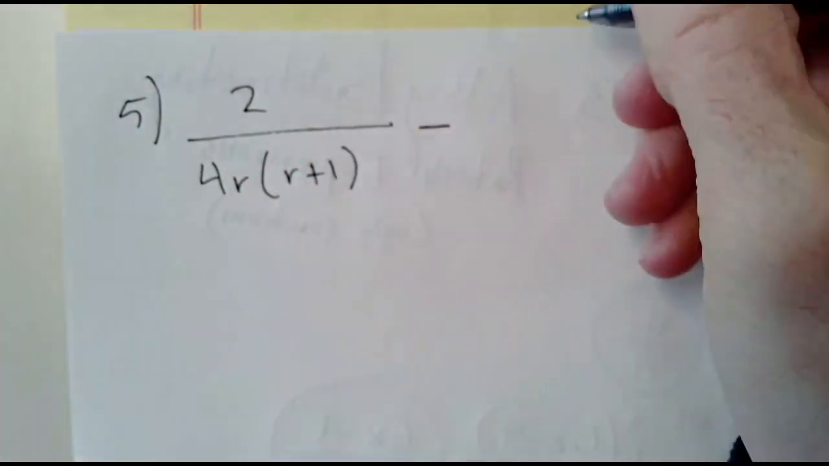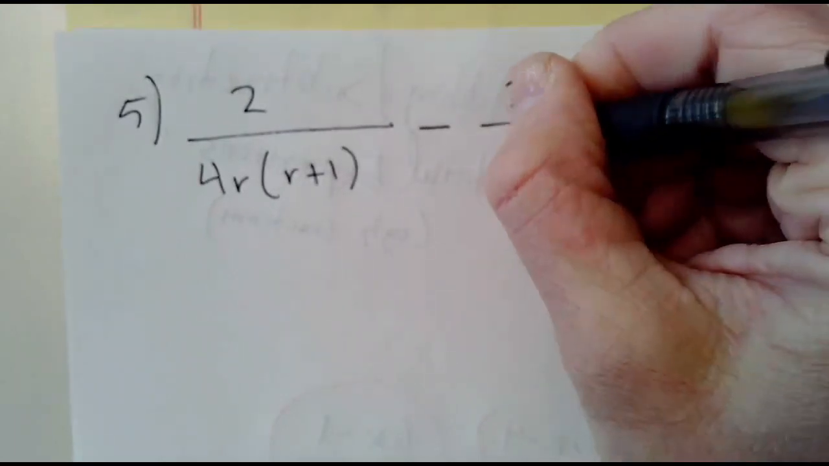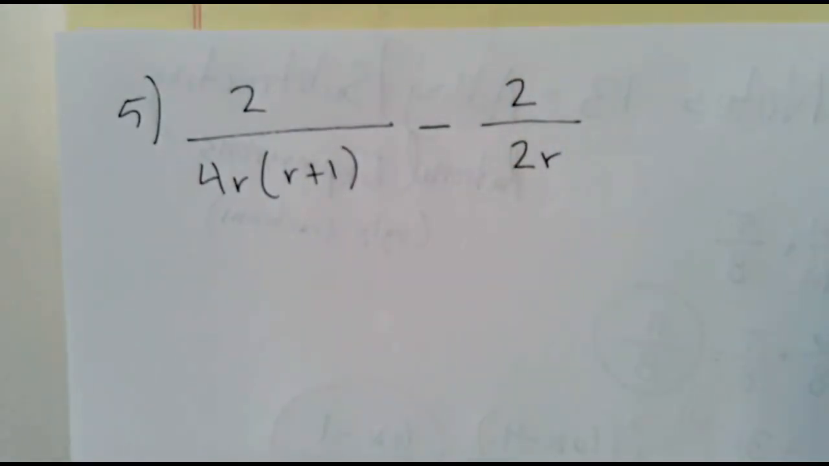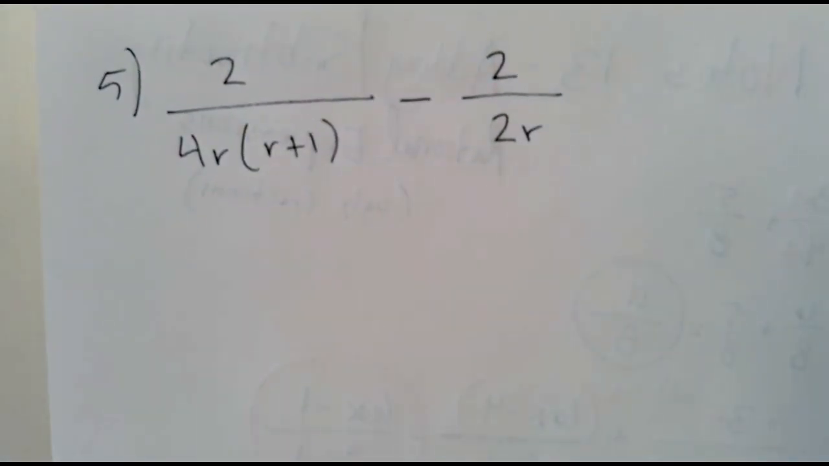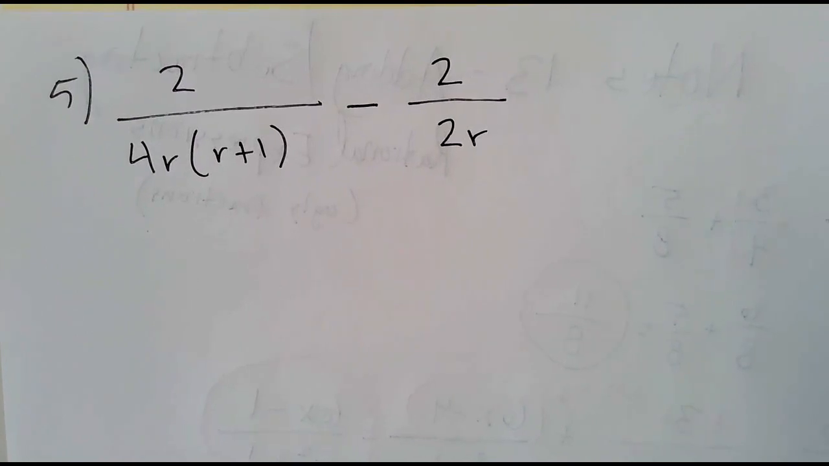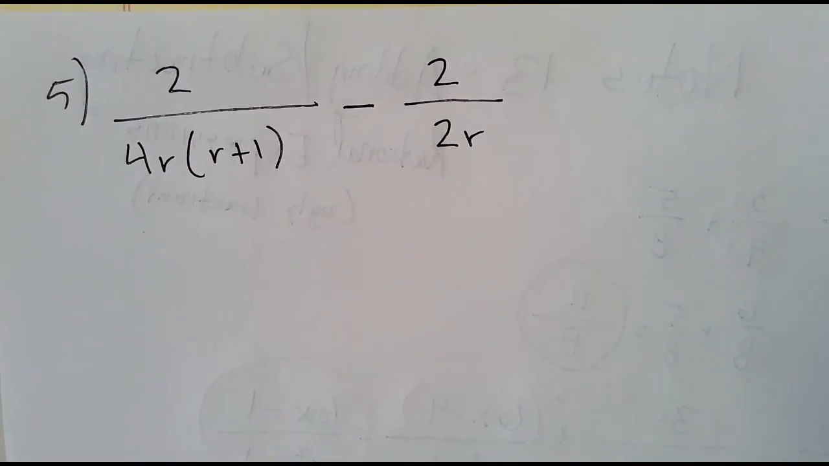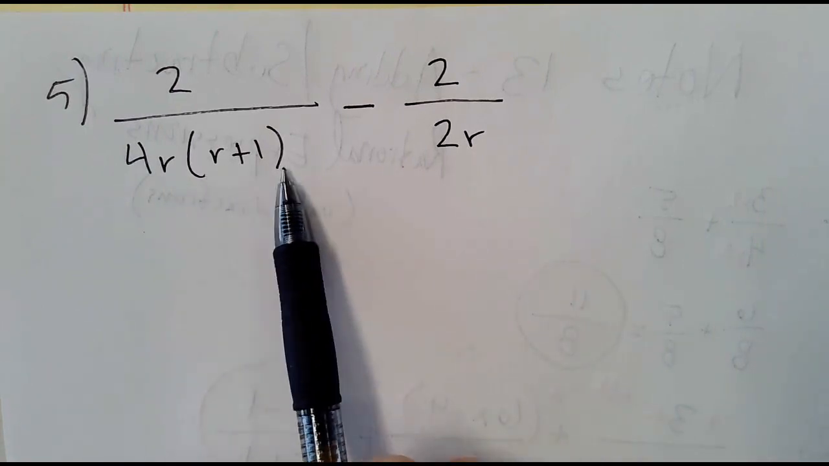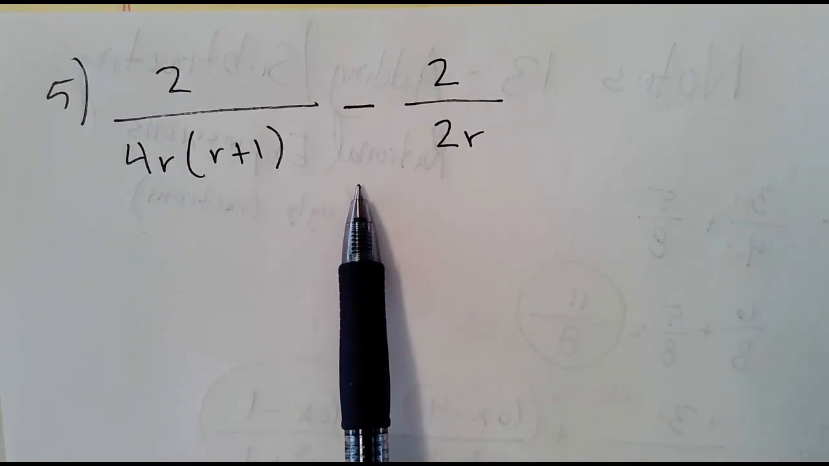So you've got 2 over 4r minus (r plus 1) over 2r. This is more like what you're going to see in your classwork. Okay, well, all right. Denominators are clearly the same or not?